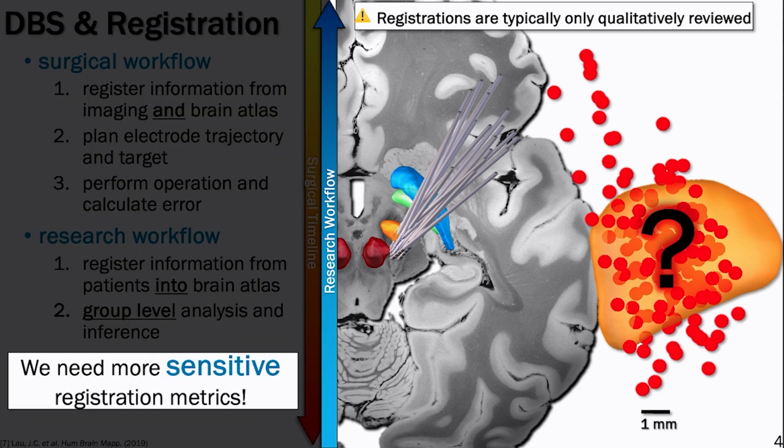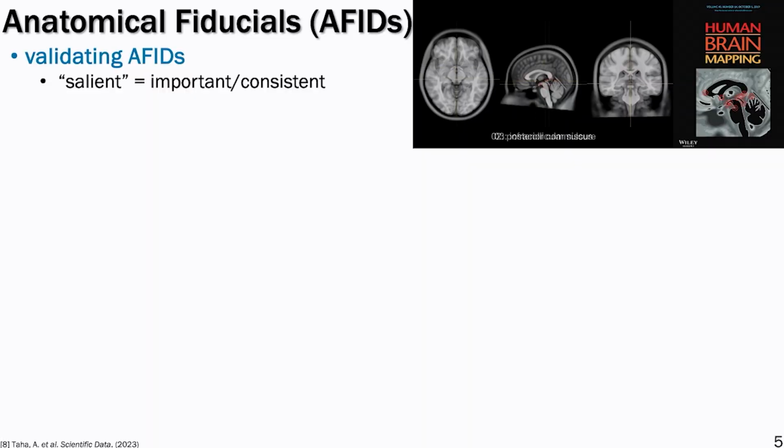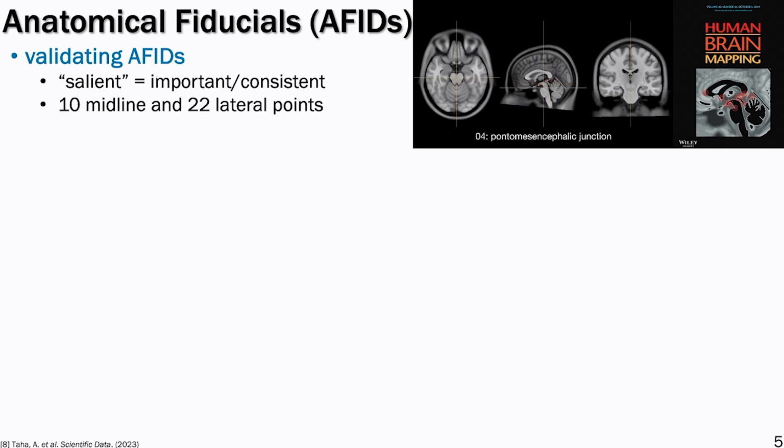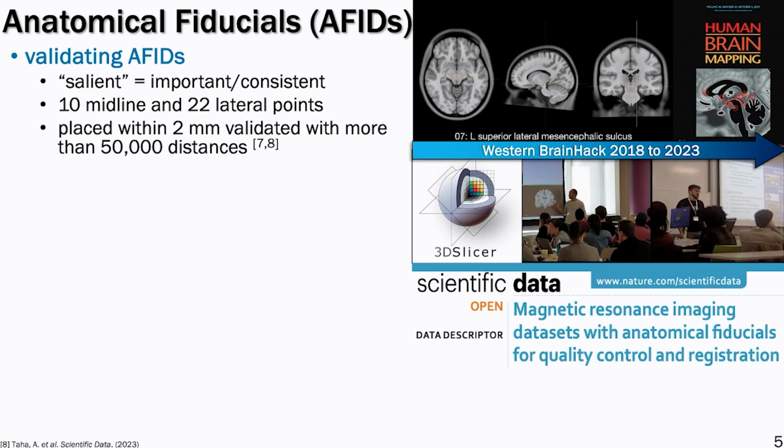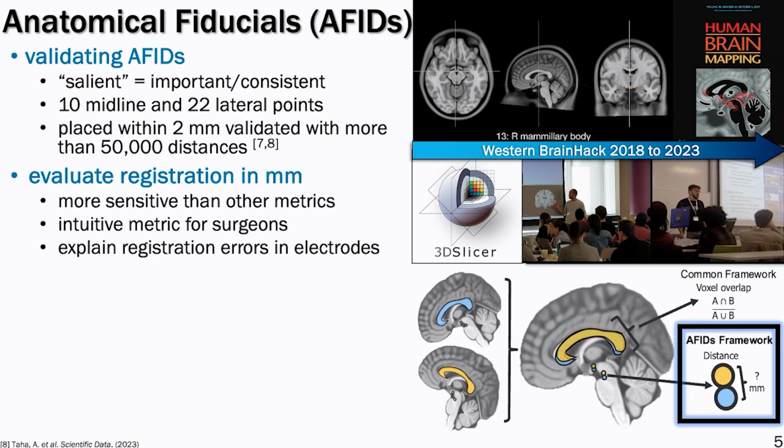And so to approach this problem, we need more sensitive registration metrics, and that's where our work with the anatomical fiducial framework comes into play. Over the past 5 years, we've validated 32 coordinates that can be placed within an accuracy that's less than 2 millimeters if you follow the protocol that we've published online. We've also released quite a number of data sets with annotations. And the idea behind the AFIDS framework is quite simple.